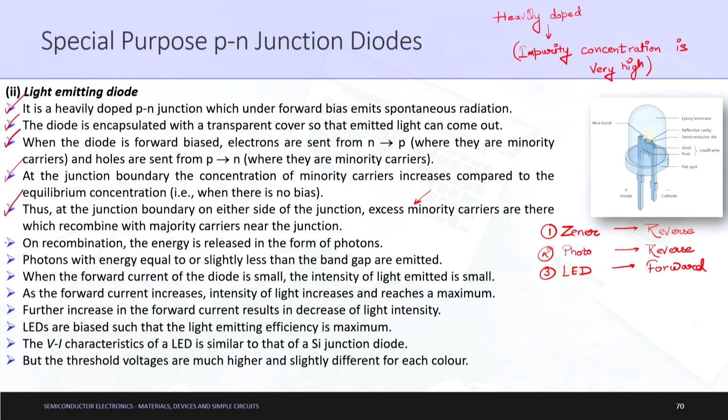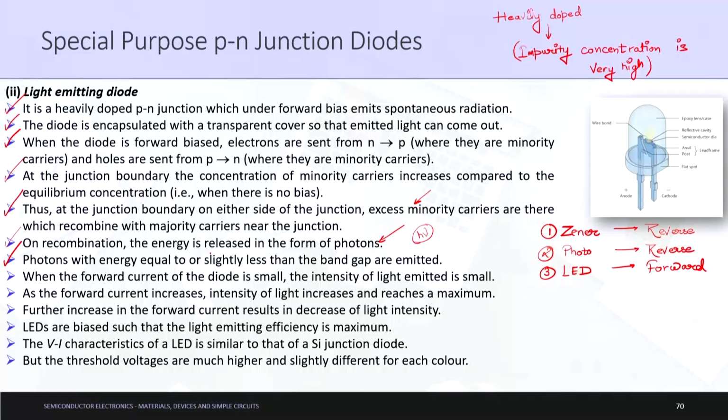Fine. Next thing is, on recombination the energy is released in the form of photons. What are photons? Photons are basically particles having an energy equal to h nu. So, photons with energy equal to or slightly less than the band gap are emitted, quite evident. This is the same concept which you understood in the dual nature of radiation and matter also.